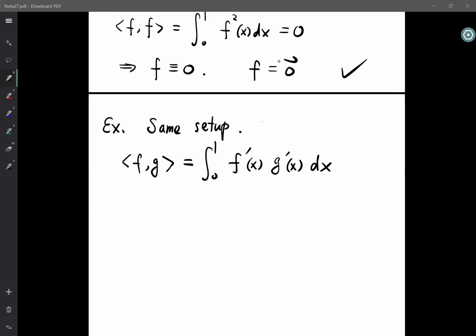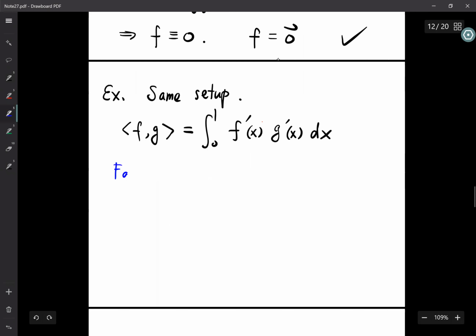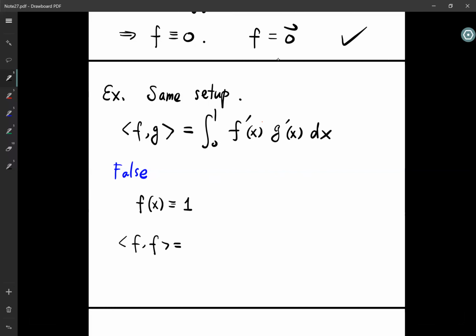Okay, so most of you think this is incorrect. This is not an inner product. The answer is indeed false. To show this is false, all we need is to find one function that is not a zero vector, but its inner product with itself is 0. Let me now take f(x) to be a constant function that is 1, which is not a zero vector. Now (f, f), the derivative of that is 0, so this is 0, and it does not show f is a zero vector. So this is not an inner product.